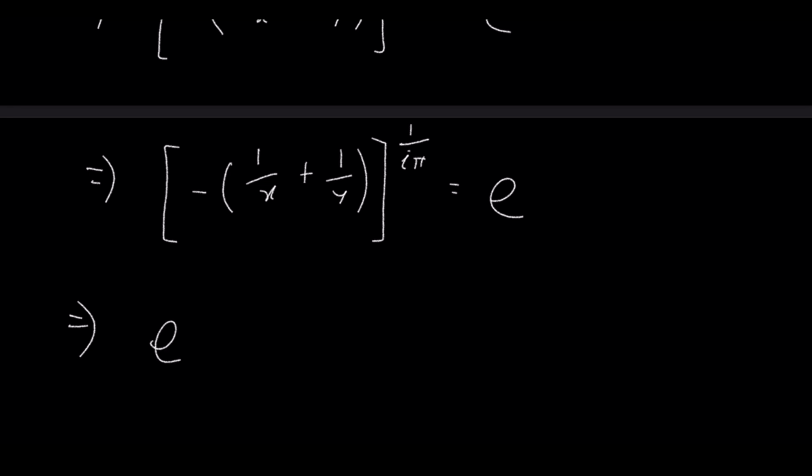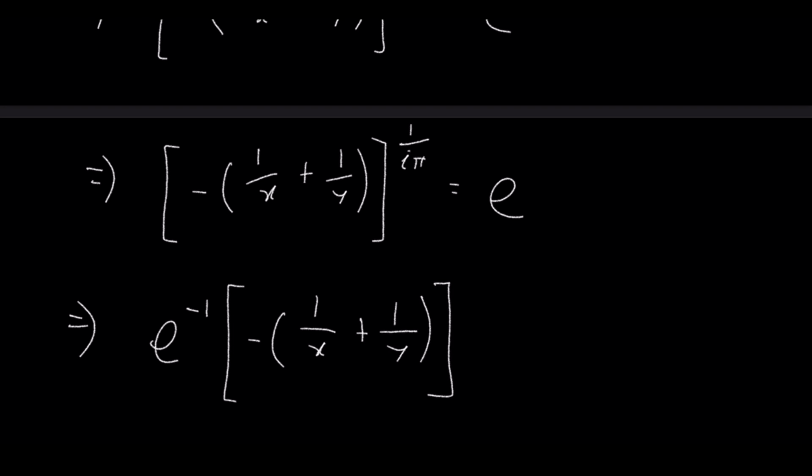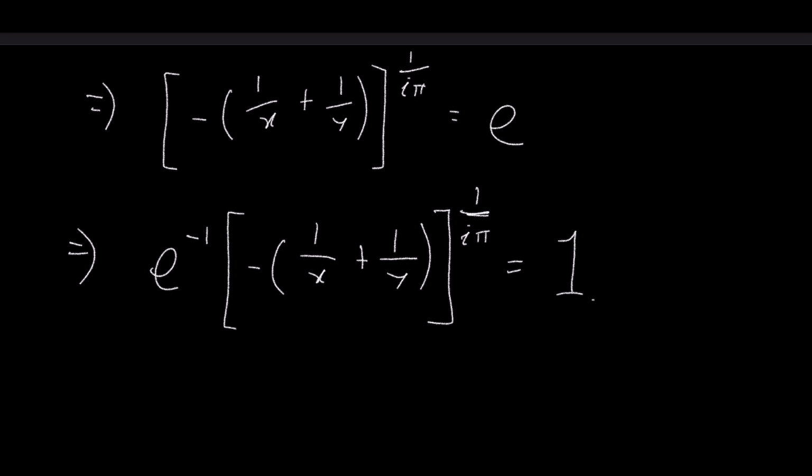So we're going to get e to the negative 1, all multiplied by, inside the brackets, negative 1 over x plus 1 over y, big bracket again, to the power 1 over i pi is equal to e over e, which is just 1. So there we go. That's us managed to prove that e to the negative 1, all multiplied by negative 1 over x plus 1 over y, all to the power 1 over i pi is equal to 1.